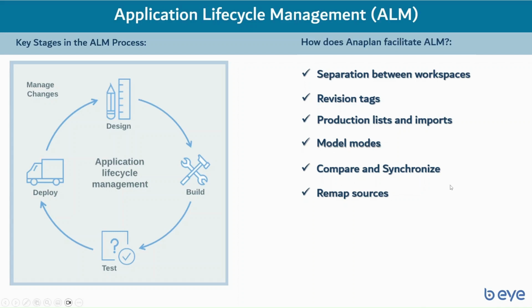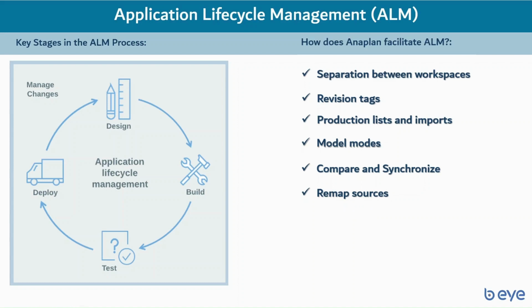Next, the compare and synchronize option is used to move the latest structural changes from a source model to a target model. Both models must be structurally compatible. If you want a comprehensive summary of the settings and model components that have been added and modified in the source model, you can download a comparison report as a tab-delimited text file. Last but not least, you can use source models to remap the sources of model-to-model imports.